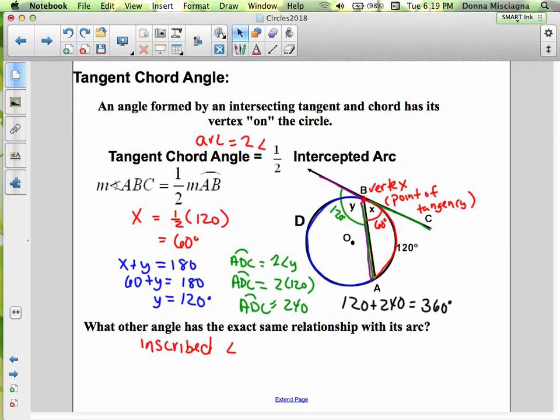Right, we know it's the intercepted arc and the tangent chord angle because we have it written right above the other formula. So if we're looking for the measure of the angle, we should use tangent chord angle equals half the arc. If we're looking for the measure of the arc, we should use arc equals twice the angle.